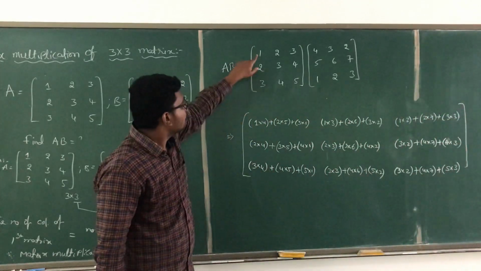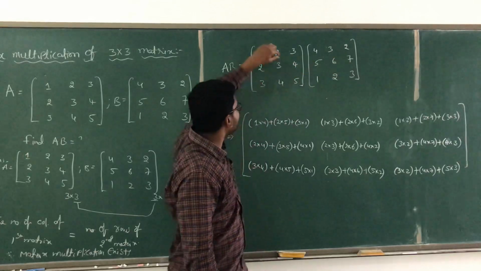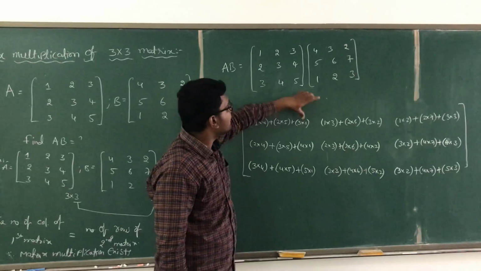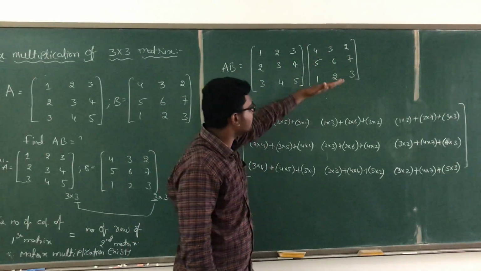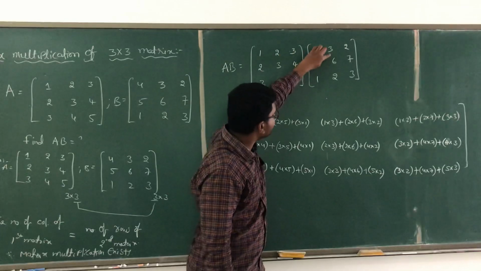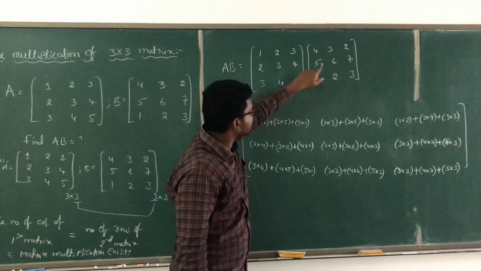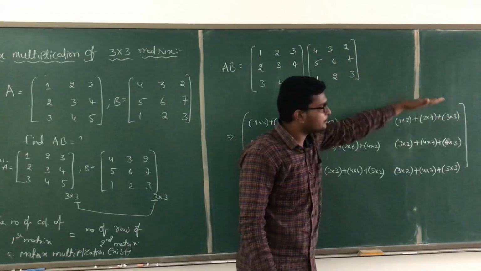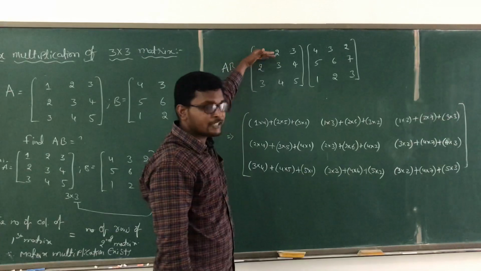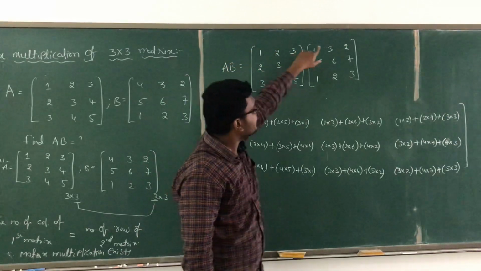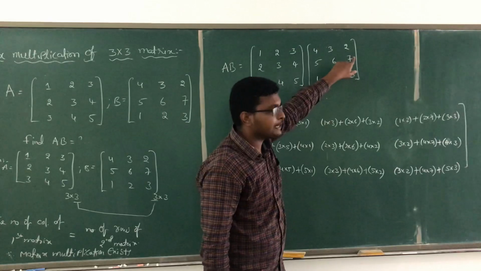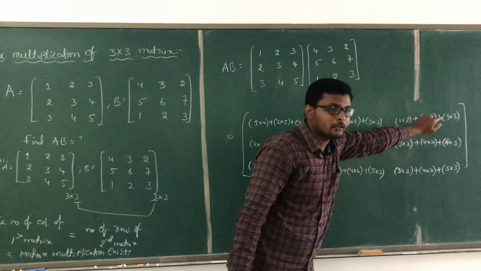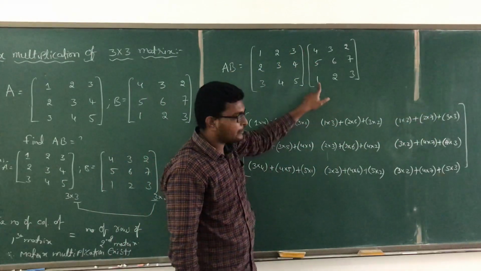See here once again, first row with the first column, right? 1 into 4 plus 2 into 5 plus 3 into 1. As we are moving to the first row with the second column, here. Am I clear? Next, 1 into 2. As we are moving to the third column, we also move to the third column, that is first row with the third column. What is that? 1 into 2 plus the second element, 2 into 7. Am I correct? 3 into 3. Yes.